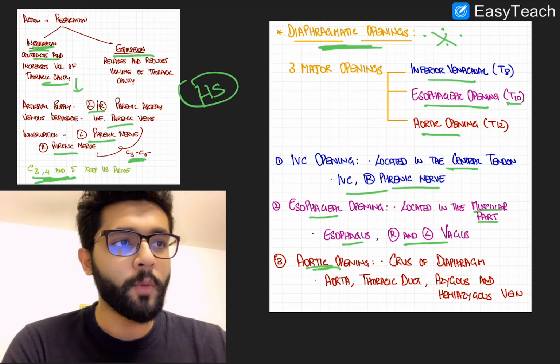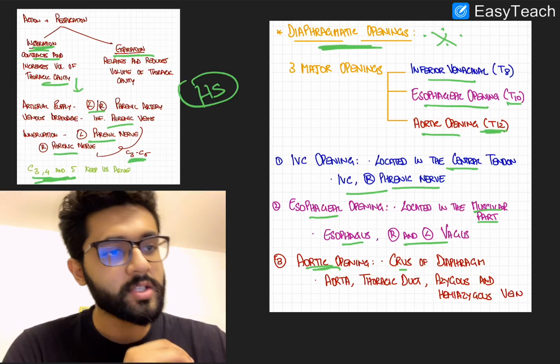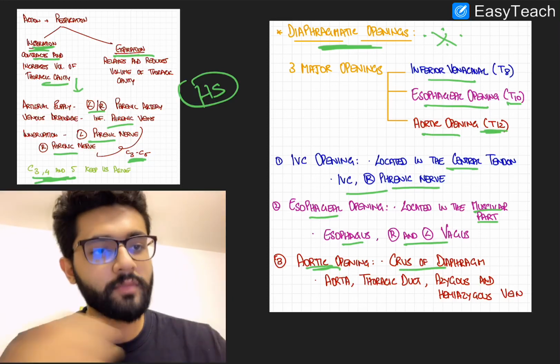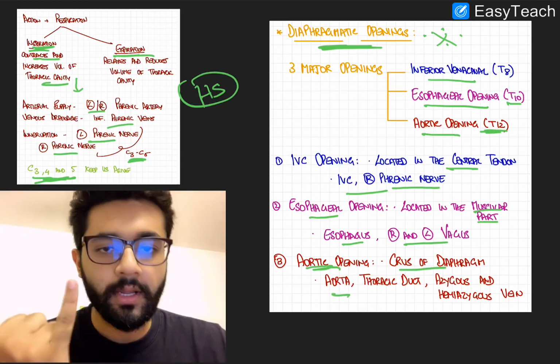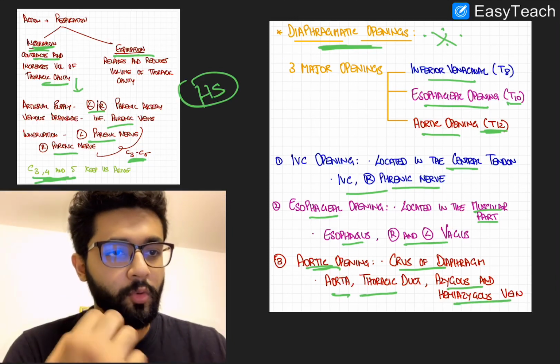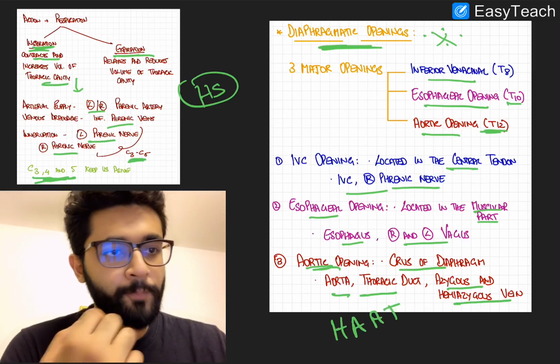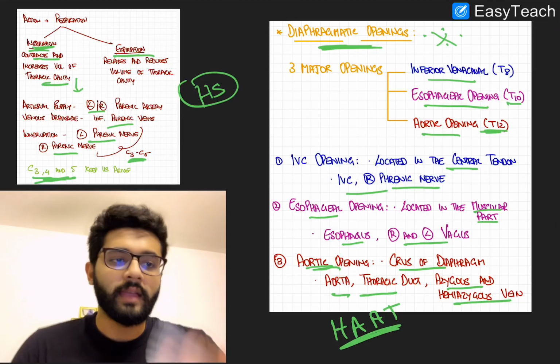Lastly, the aortic opening, which is at the level of T12, is formed between the crus of the diaphragm, and through this you have the aorta, thoracic duct, azygous vein, and hemiazygous vein passing through. So you have the hemiazygous vein, aorta, and thoracic duct. So you can remember the mnemonic HAT, right?